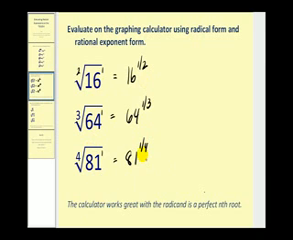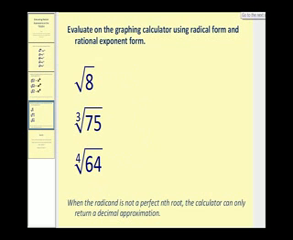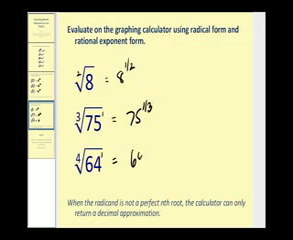Now notice that all of these came out to integer values, and that was because all of the radicands were perfect nth roots. But a lot of times we don't have perfect nth roots, and therefore the only thing the calculator can do is return a decimal approximation. So as we see here, you probably know that you can simplify the square root of 8 as 2 square root 2, but if we evaluate this on the calculator, it is just going to give us a decimal approximation. So let's go ahead and rewrite these using rational exponents, and then we'll do the same thing we did on the previous screen. So this is equal to 8 to the 1/2 power. This would be equal to 75 to the 1/3 power, and this would be equal to 64 to the 1/4 power.